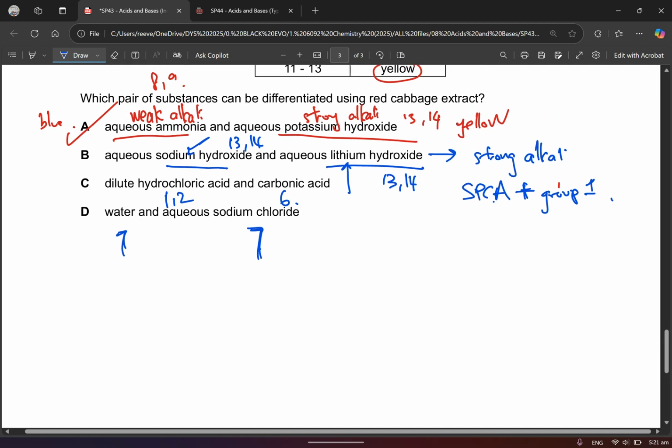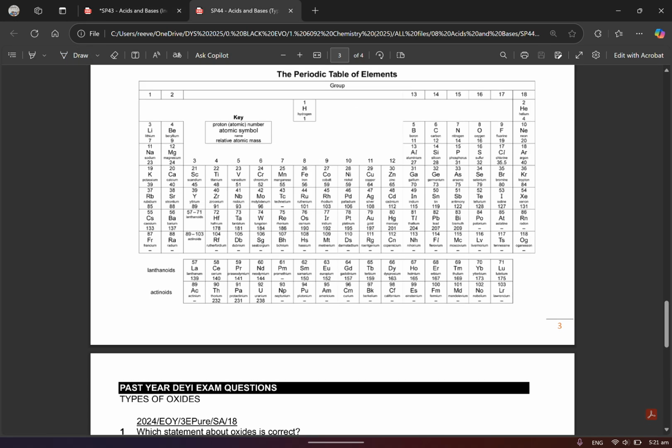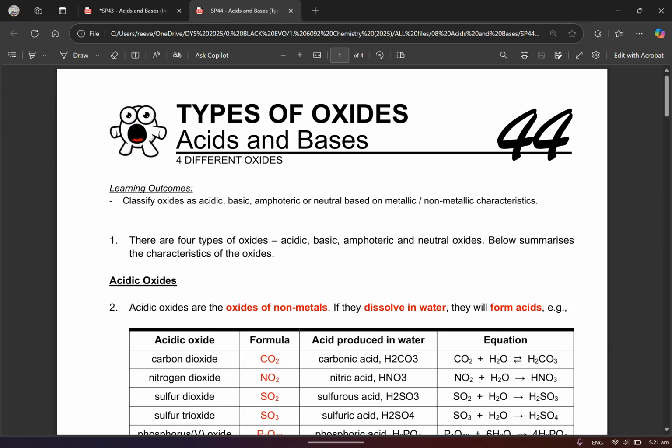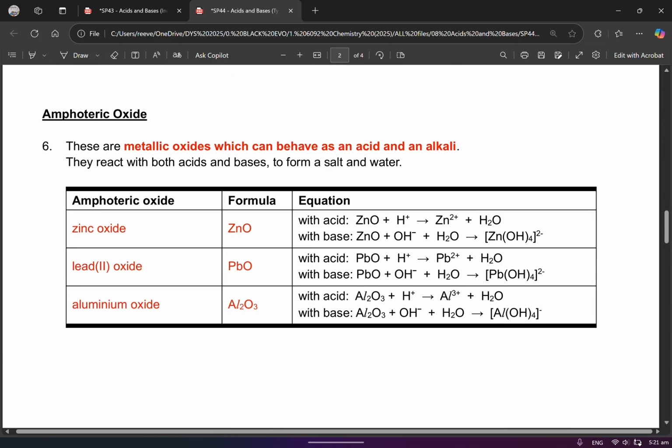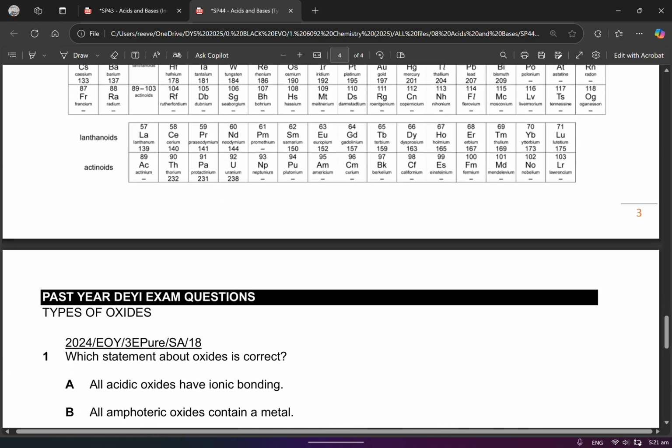If you don't have, we are going to move on to our very last one. And finally, we can complete this chapter online. Wow, it's an achievement. Okay, so this is the type of oxides. This one I must tell you, this entire number 44 is 5 star. Mr. Lee never joke with you. It's so important that yes, it's 5 star.